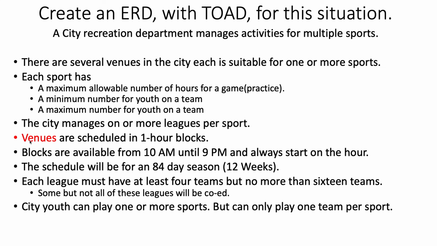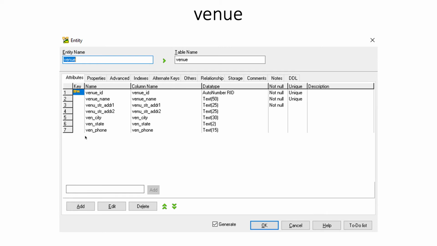Next entity is venues. So a venue is the name of the entity. Its primary key is venue ID. We're going to capture its name, its street address, its city, state, and phone. And that's so if somebody says Joe's Gym, they have some idea where to go find Joe's Gym, or if a parent wants to know where Joe's Gym is, they will have a way to find it.